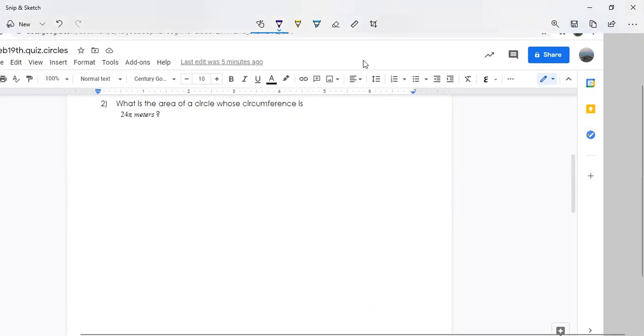So let me erase everything. I got what I need. All I need is to know the radius when I'm working with circles. So radius with 12 meters.